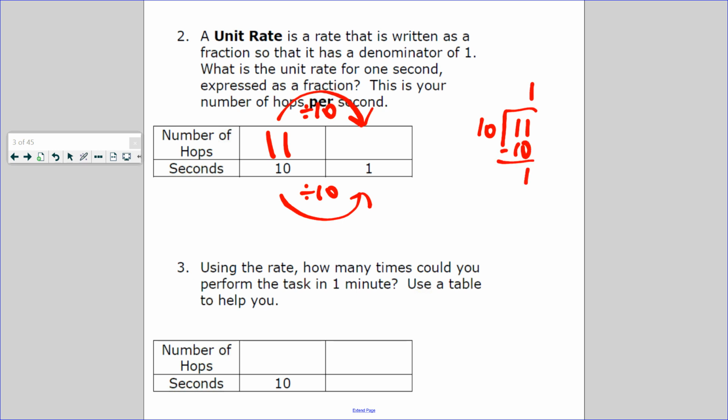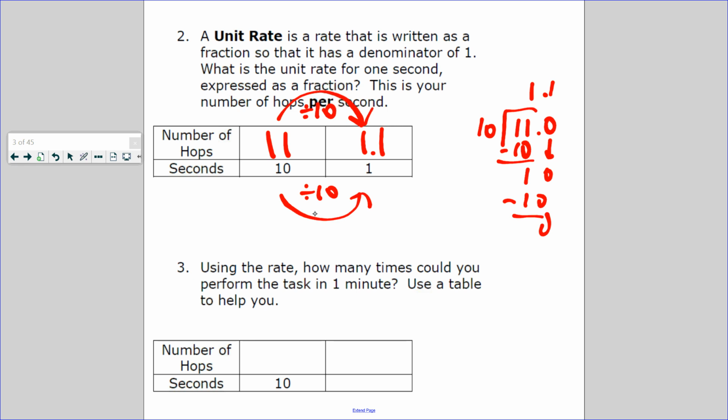How do I get rid of this remainder? I annex a 0. How many 10s go into 10? One time. So every second I do 1.1 hops. I mean like 1 hop, a full hop, and then I just barely get off to do a next hop. So the relationship is divide by 10.